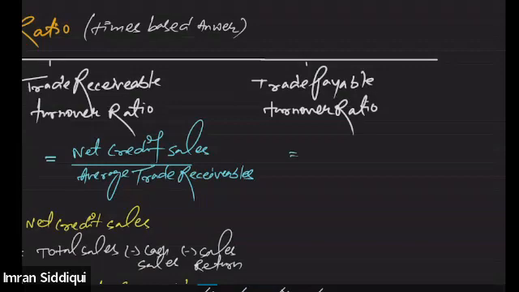Okay, and trade payable turnover ratio is pretty much similar to the trade receivable turnover ratio. In this case, instead of net credit sales, we take the value of the net credit purchases and divide that by average trade payable.